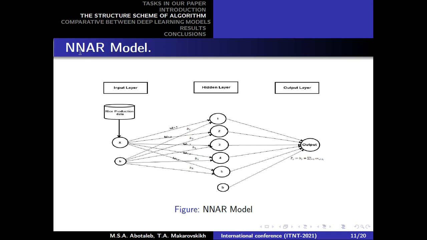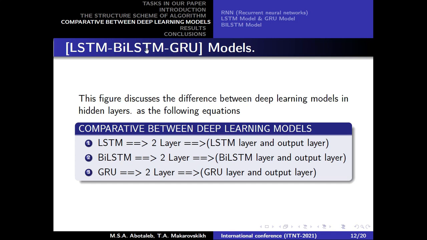Neural network models: the neural network autoregressive model has three parts: the input layer, hidden layer, and output layer. In the hidden layer, we used 5 neurons for forecasting COVID-19 infection cases using these models. For the LSTM, bidirectional LSTM and GRU models, we have 2 layers for each model. So for LSTM, we have 2 layers, an LSTM layer and an output layer. Bidirectional LSTM has 2 layers, a bidirectional LSTM layer and an output layer, and likewise a GRU layer and an output layer.